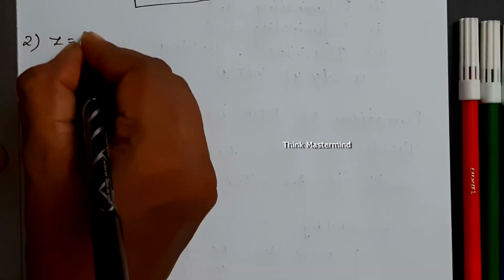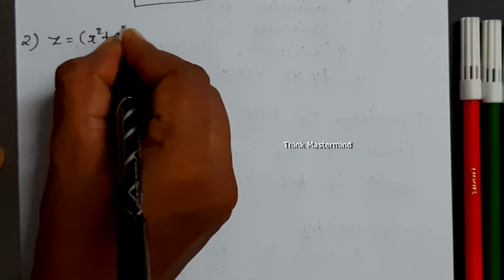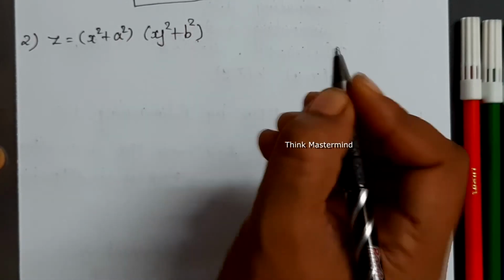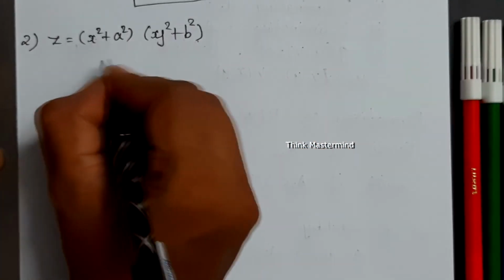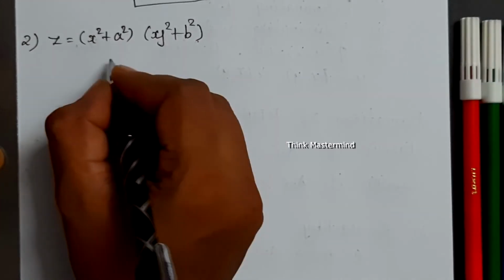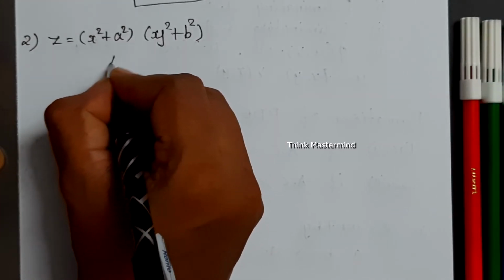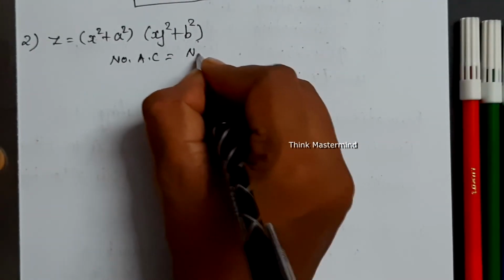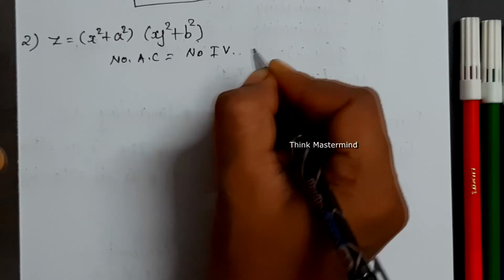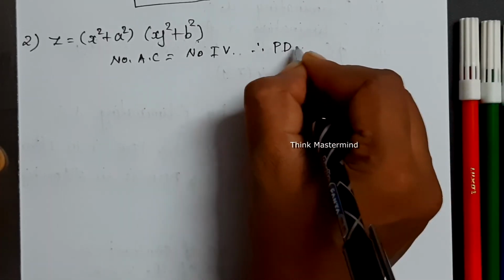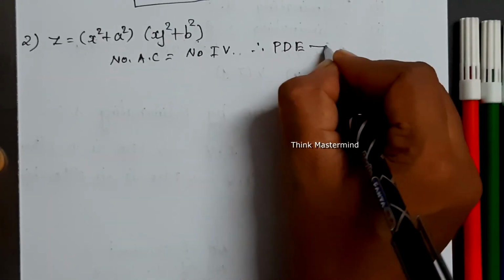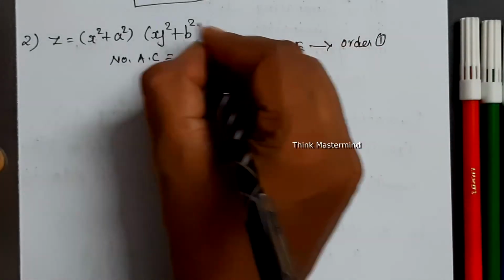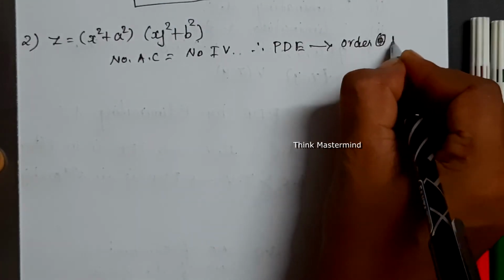z is equal to x square plus a square into y square plus b square. So here also we are having two independent variables and two arbitrary constants. So the number of arbitrary constants is equal to the number of independent variables. Therefore your partial differential equation should be of order 1. I am marking order 1.